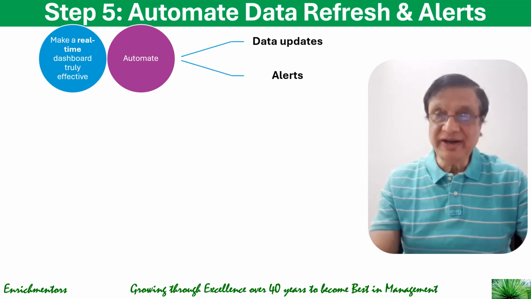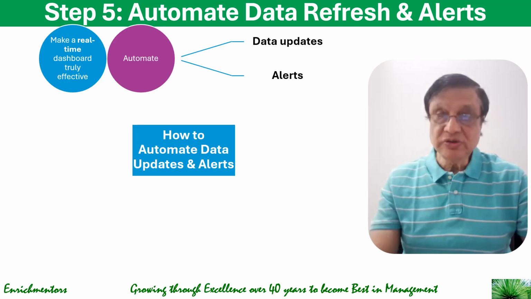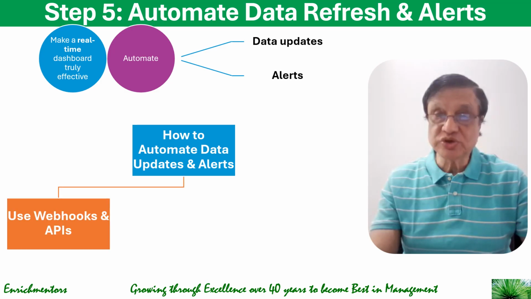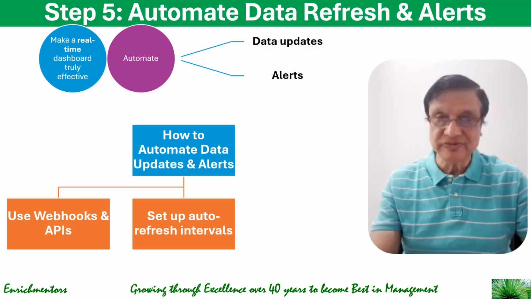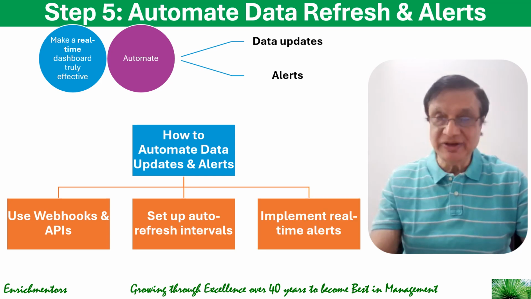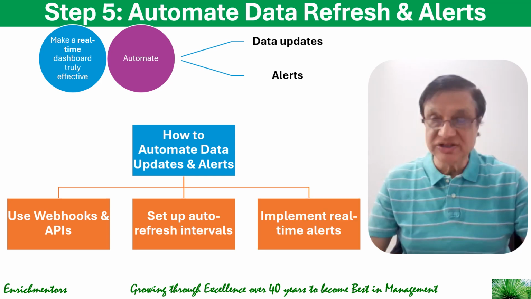Now, how to automate data updates and alerts? So first thing that we can tell you is to use webhooks and APIs, right? For instant data updates, you can use Stripe API, let's say for fraud payments. Then set up auto refresh intervals. Power BI, Tableau, and Looker allow updates every second, so you can update data every second. And then implement real-time alerts where you notify teams of critical changes. And you could do this on Slack, email, and SMS notification.